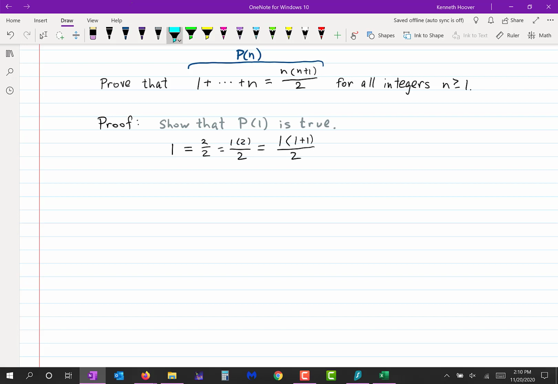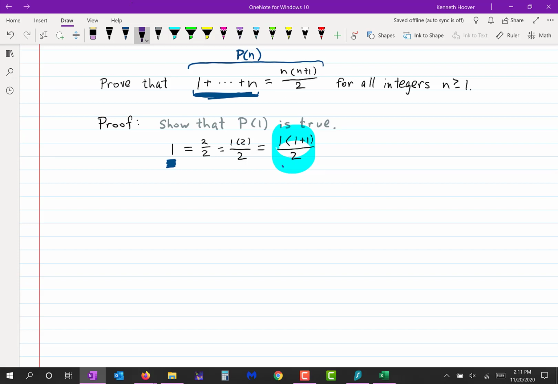Now, why did I write it this way? Why didn't I just write it this way or something like that? Because I'm looking at my statement, and my statement is on the left-hand side, it's got the sum of the integers from 1 to n. So when n equals 1, that's the sum of the integers from 1 to 1, which means that's just 1. That's the left-hand side. The right-hand side is this.